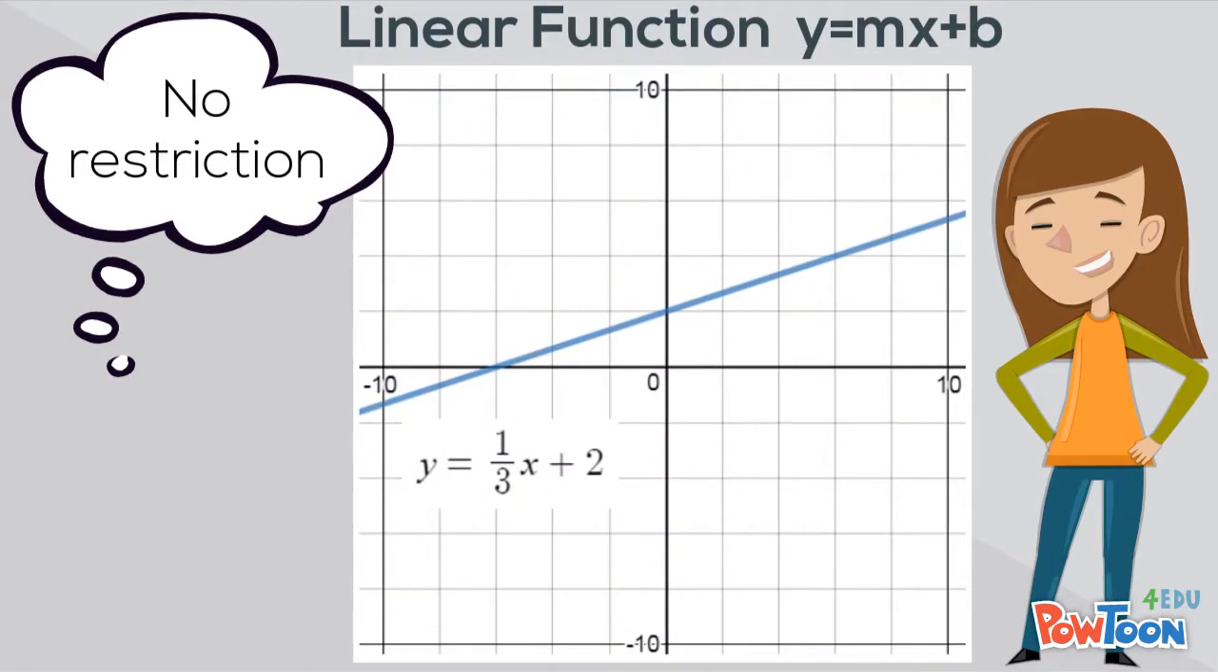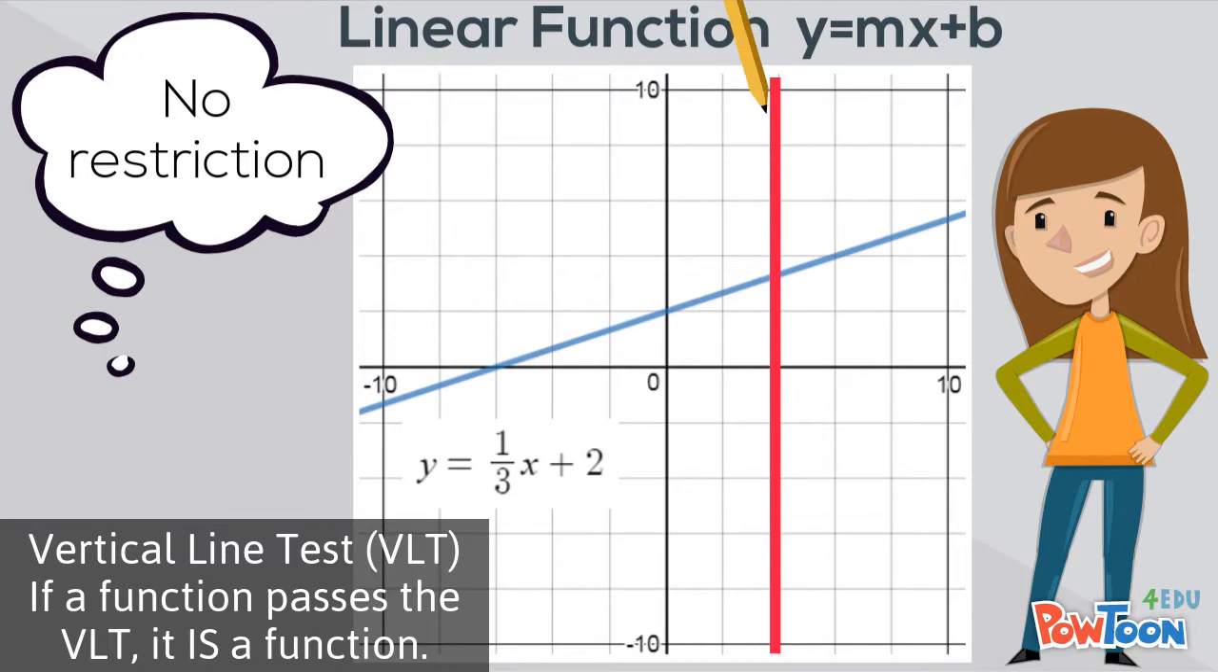Here's the inverse of the linear function we just saw. Remember, the VLT or vertical line test is used to test whether or not a graph is a function. When we draw a vertical line through this graph, it only hits once, meaning that yes, this graph is a function.